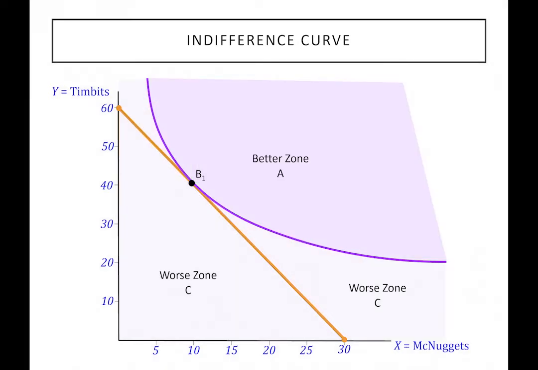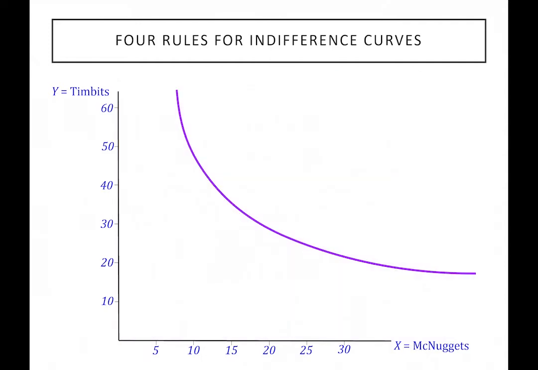So now what we can say is Zone A is the area above the indifference curve, and the worst zone C is everything below it. Anything along the indifference curve, the individual can't decide between one or the other.